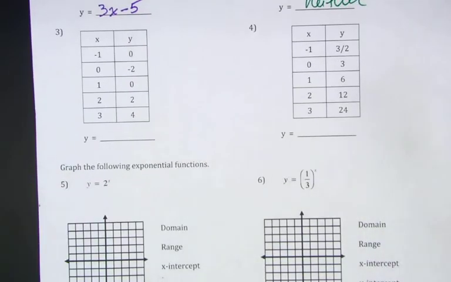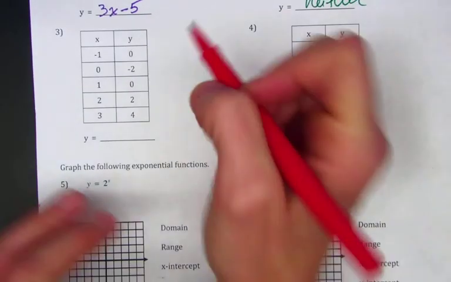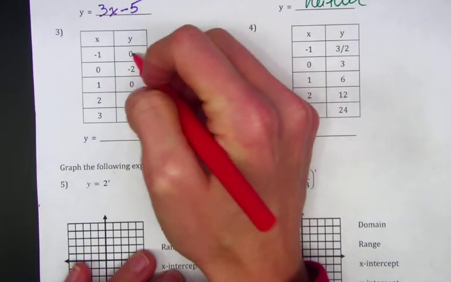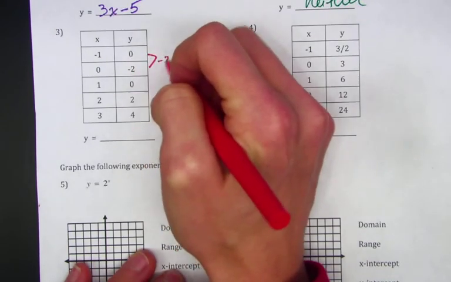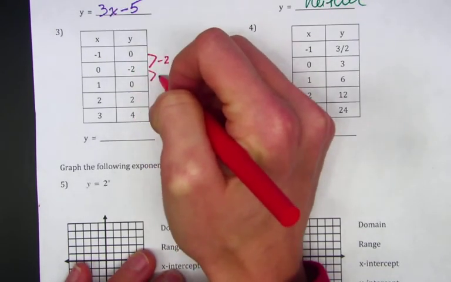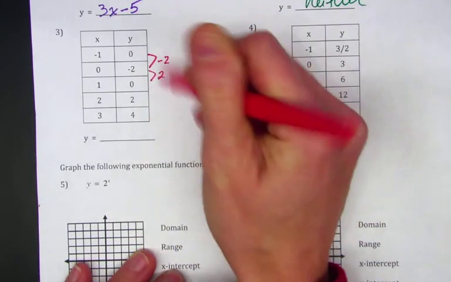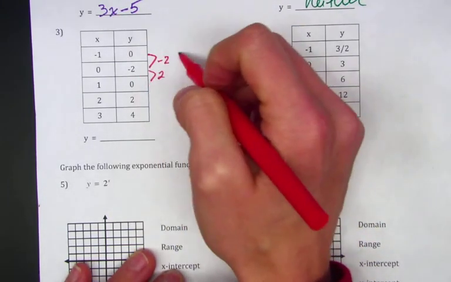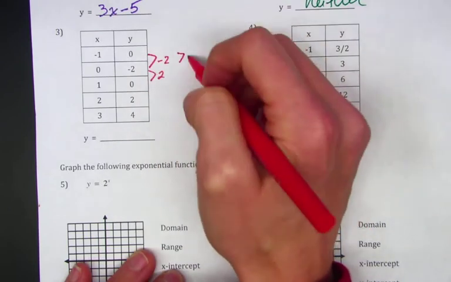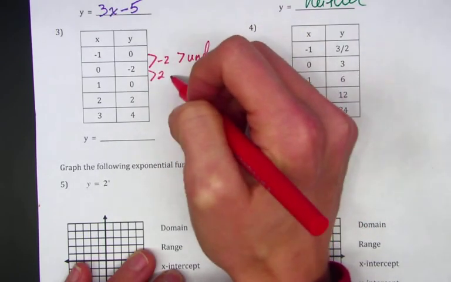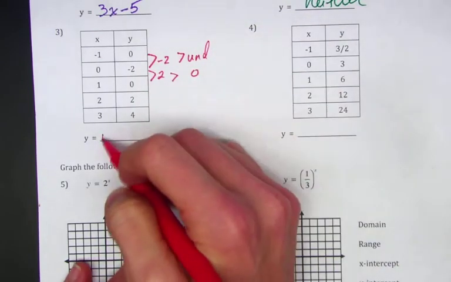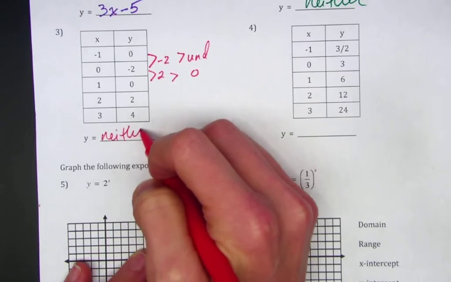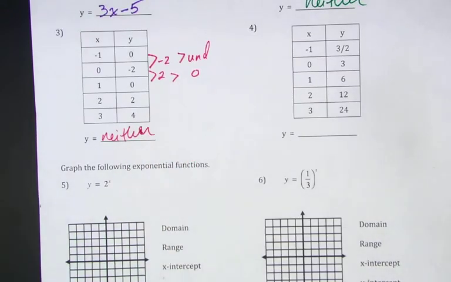All right, for number 3, if we do the linear test, -2 minus 0 is -2. 0 minus -2 is 2. So we know it's not linear. And if we divide, we get -2 divided by 0 is undefined. 0 divided by 2 is 0. So this is also neither. It is not exponential. It is not linear. It fails both tests.